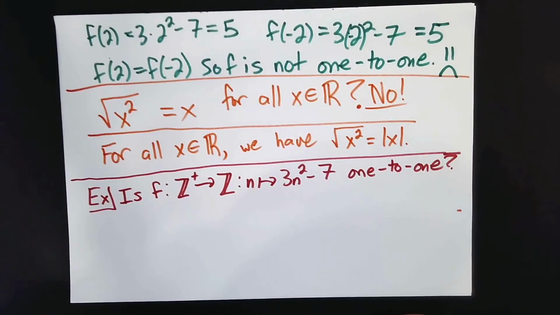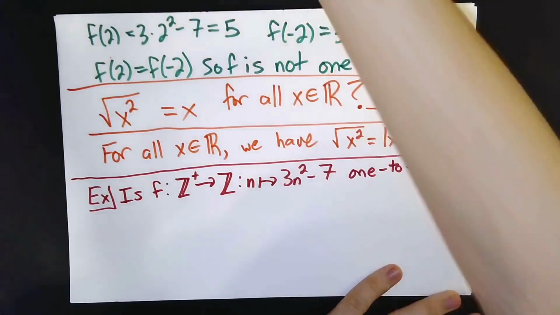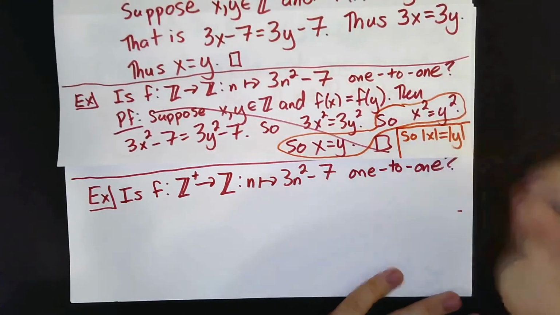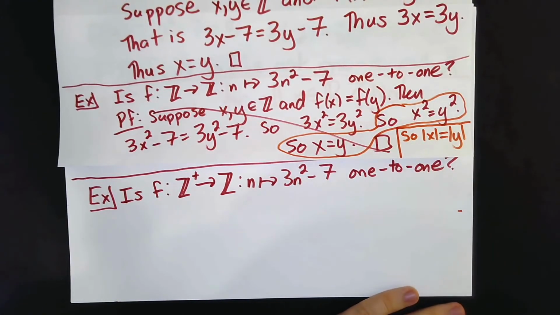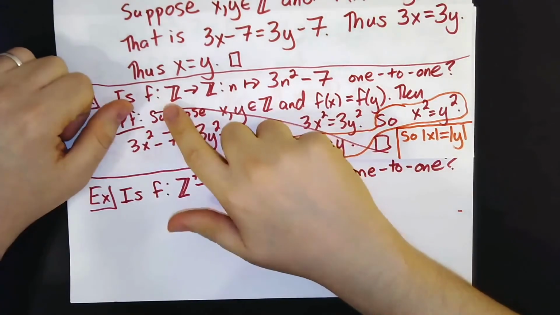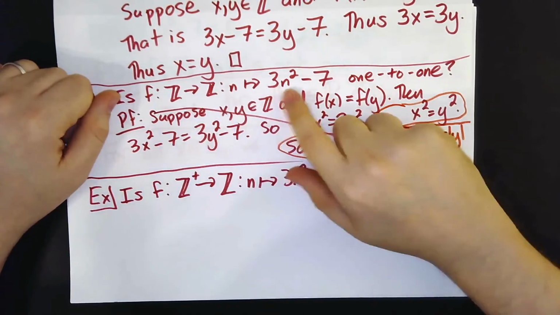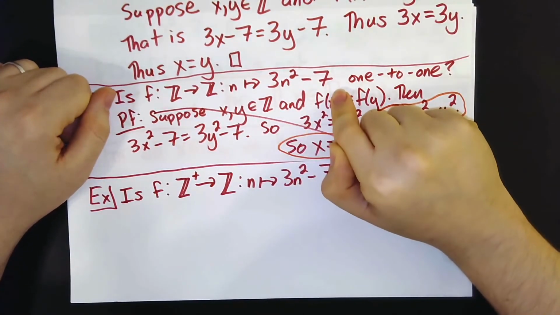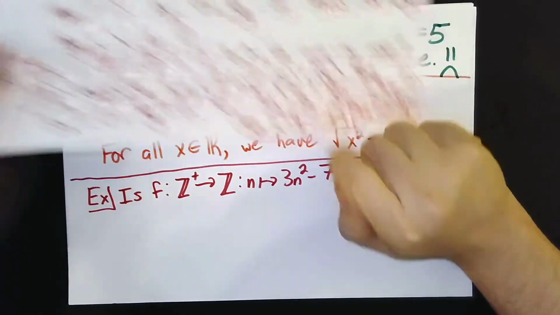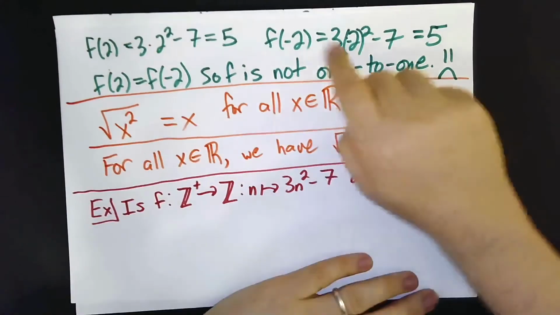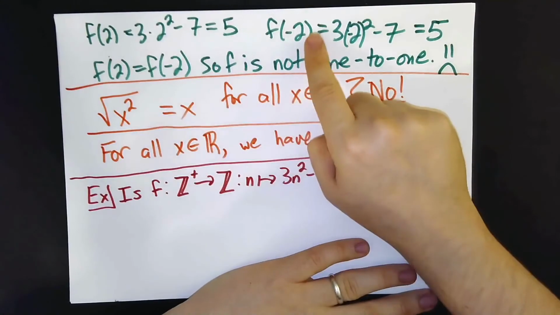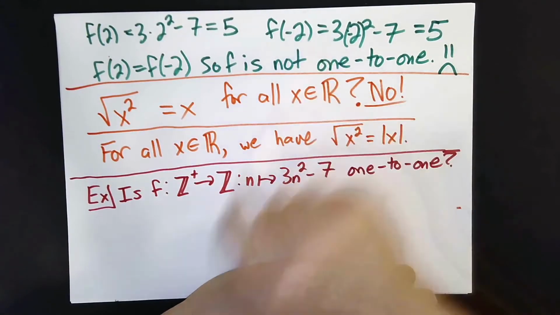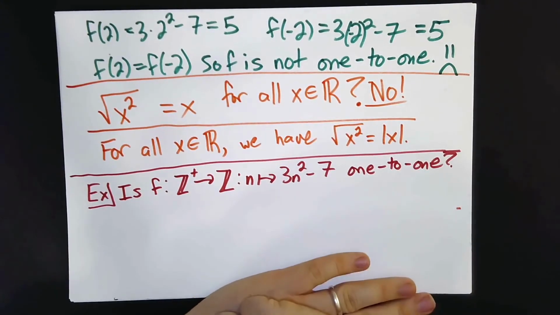Next, I want to point out how sensitive whether a function is one-to-one is to all of the pieces of information that you're given. Namely, in the example we just did, we saw that if we looked at the function from Z to Z that took n to 3n squared minus 7, that it was not one-to-one. And I showed you that by writing down a particular example of two inputs, 2 and -2, that happen to map to the same place.